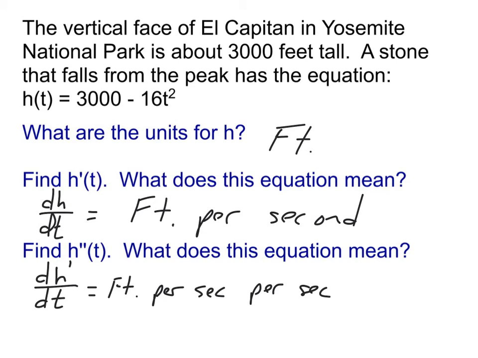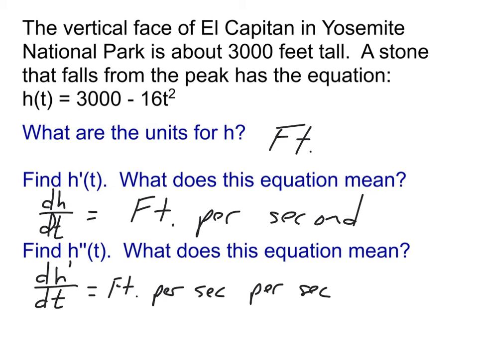This sometimes can be a little bit tricky for people to get their head around, though. What this means is that every second, the speed of the object changes by some amount per second. So in other words, the velocity is changing every second.